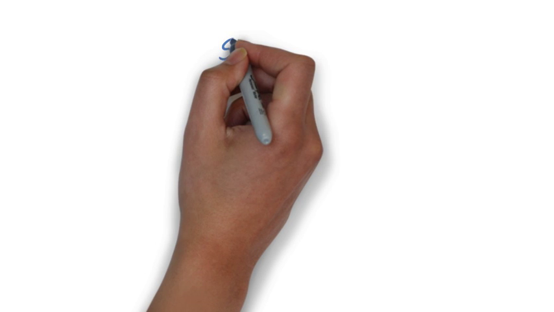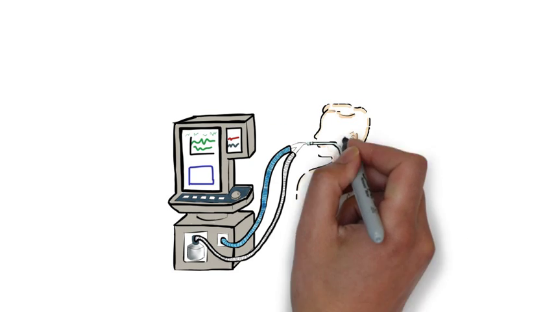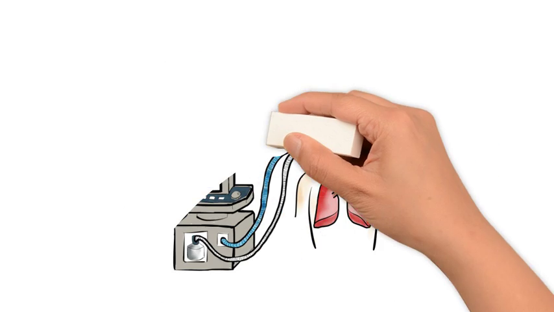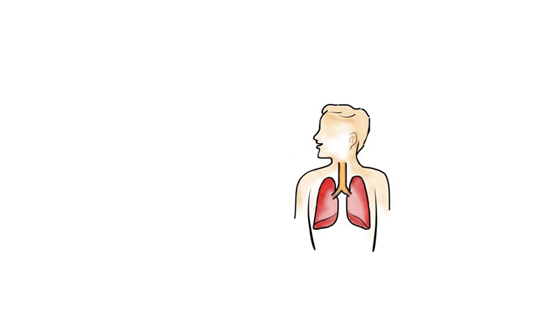In summary, you have learned how to choose a basic ventilator mode, including the basic differences between controlled and spontaneous modes of ventilation, and the basic differences between volume and pressure modes of ventilation, how to set initial ventilator settings for a patient, and how to change your initial ventilator settings based upon your patient's requirements. I hope this has been helpful in demystifying mechanical ventilation for you. I think you will find that managing patients on mechanical ventilation is interesting and fun. Now you have a good foundation in ventilator basics.